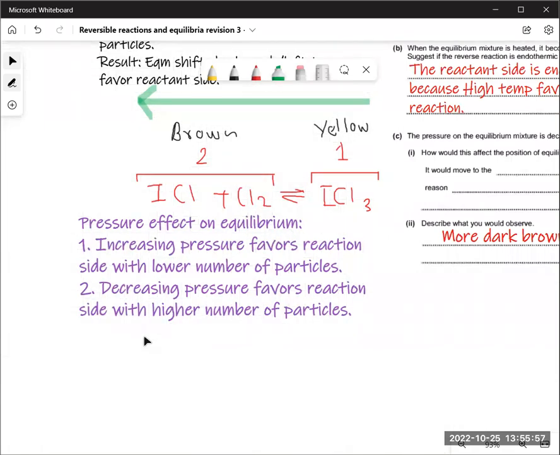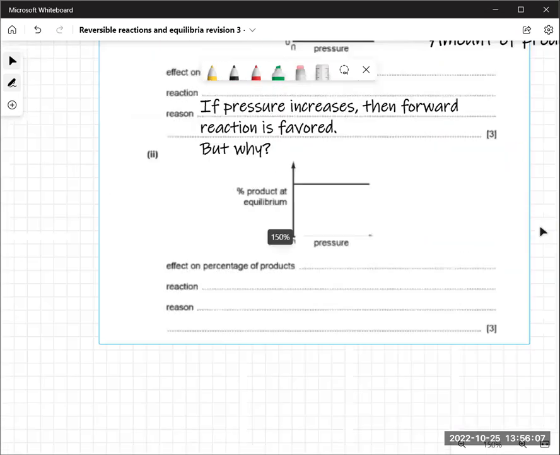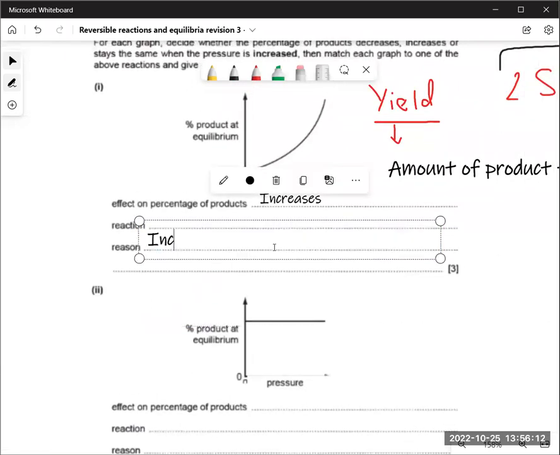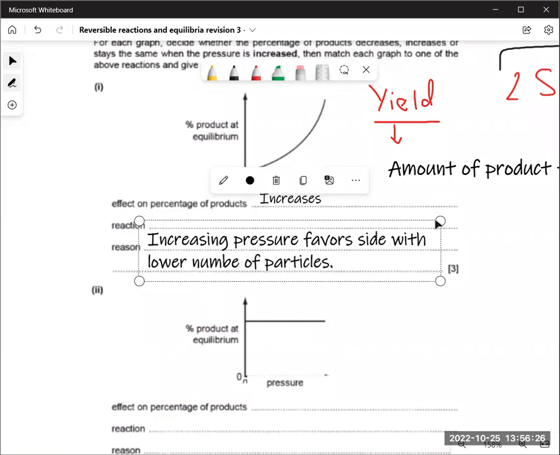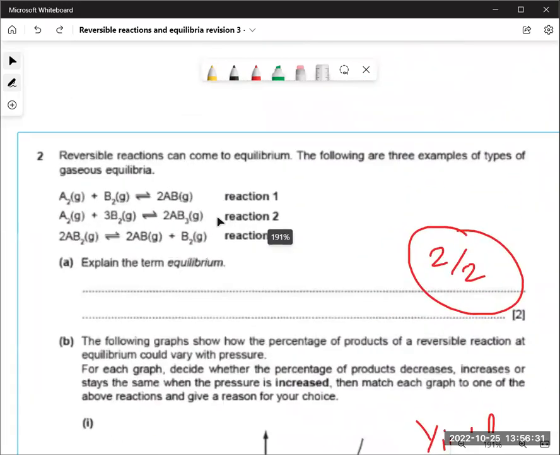So, increasing pressure favors the reaction side with lower number of particles. So what will I write here? The reason is increasing pressure favors the side with lower number of particles, or less particles.